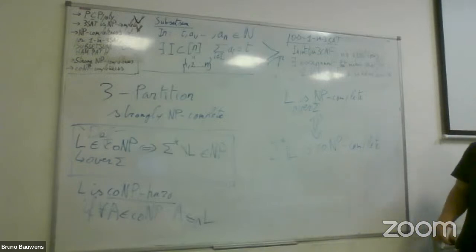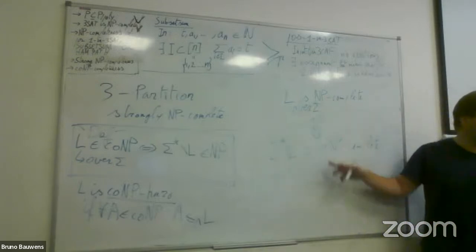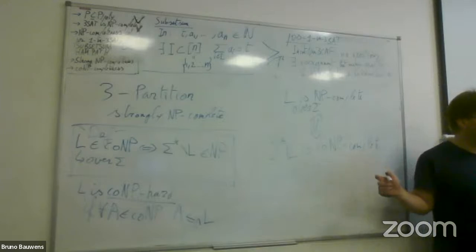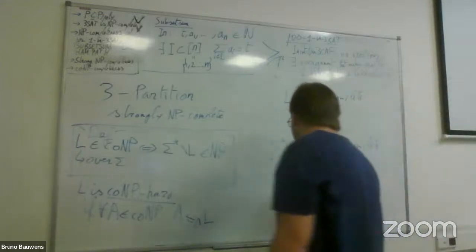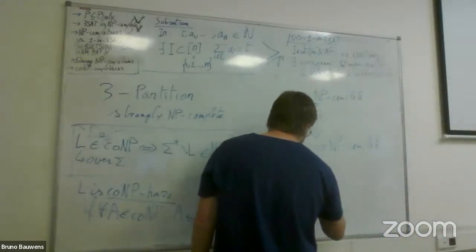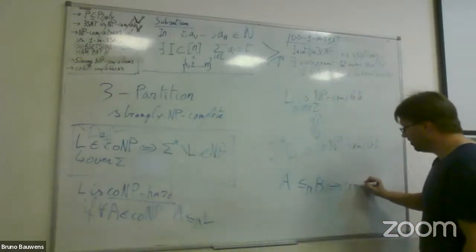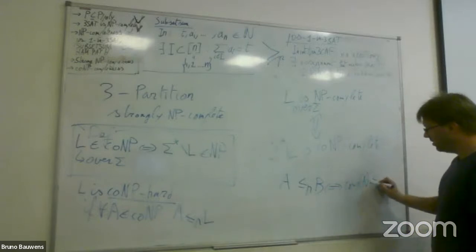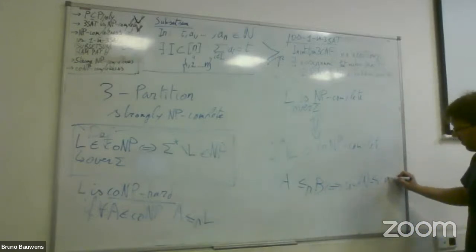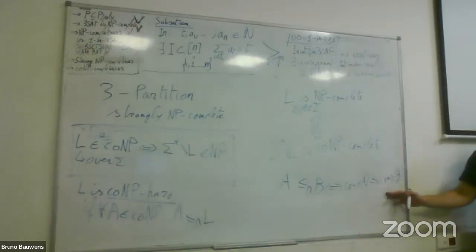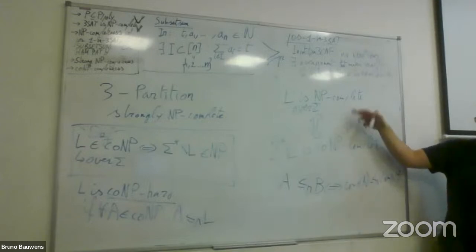Okay, so L belongs to NP. By definition, the complement belongs to co-NP. And so you use a property of reductions: A reduces to B if and only if the complement of A reduces to the complement of B. And from there you get completeness. By the definition of reduction, these two are equal.